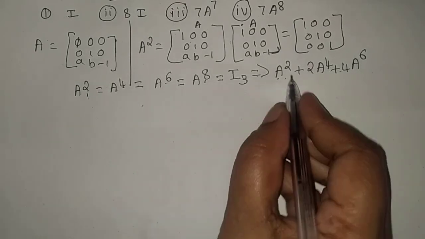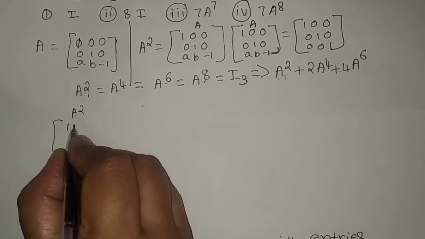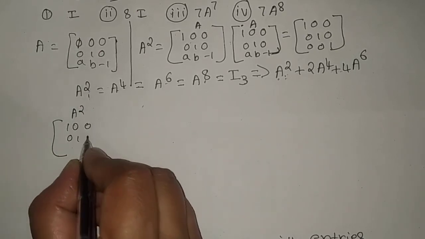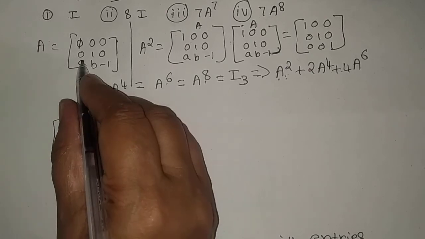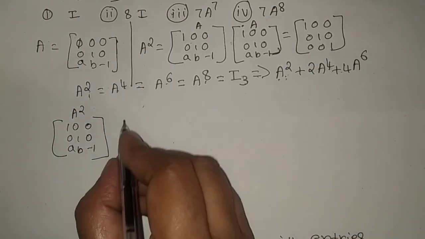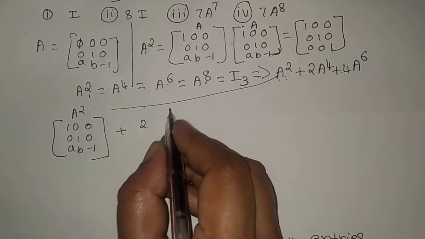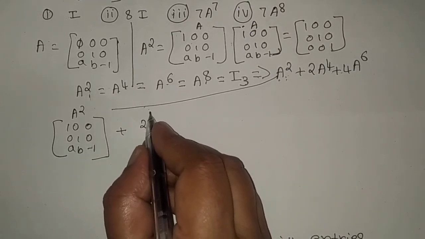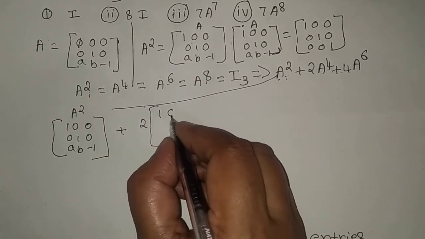After this, we'll substitute for this. What is A square? A square means 1 0 0, 0 1 0, 0 0 minus 1. So this is A square plus 2 into, again, A to the power of 4, which means multiply 2 into the same thing, 1 0 0.